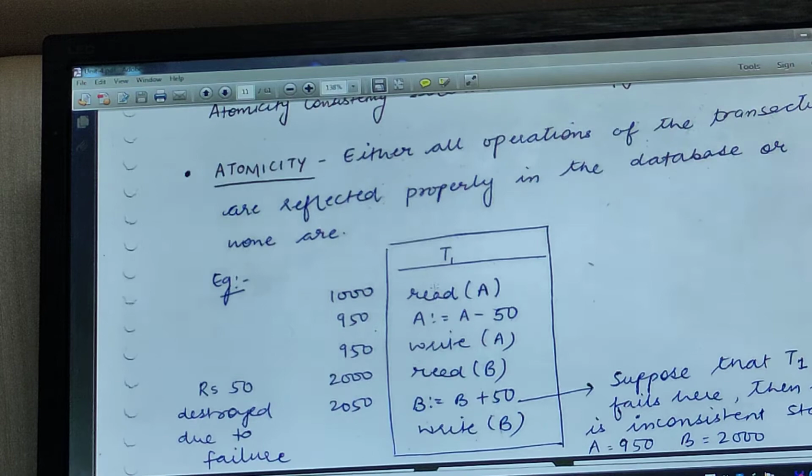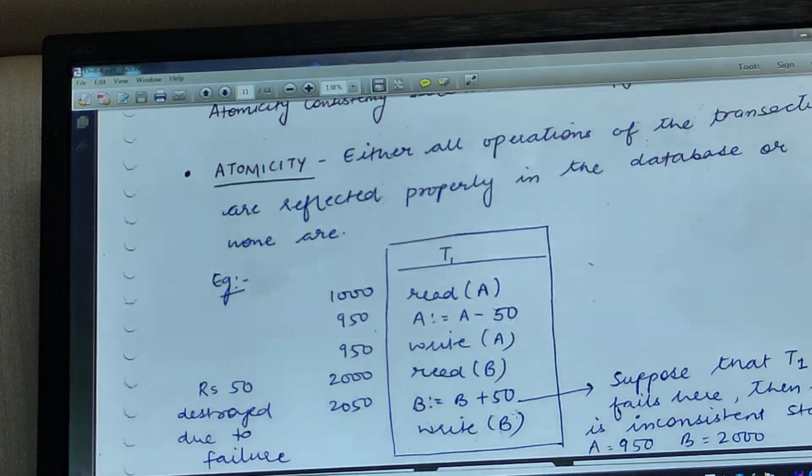Suppose it has read the initial value of data item A, which was 1000 rupees. It has debited rupees 50. Now it has written the updated value of data item A to the database, that is 950. Then read B will read the initial account balance of B, that is 2000. It will add 50. Suppose before performing the operation write B on the database, before the value of B is updated, the transaction fails.